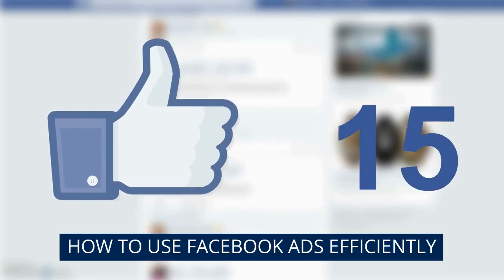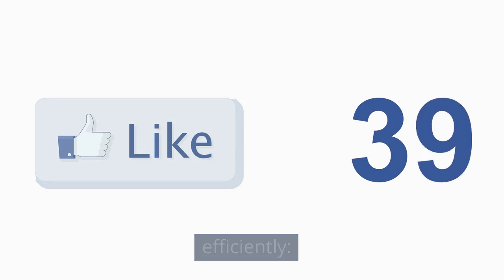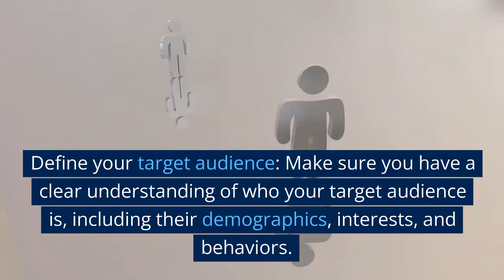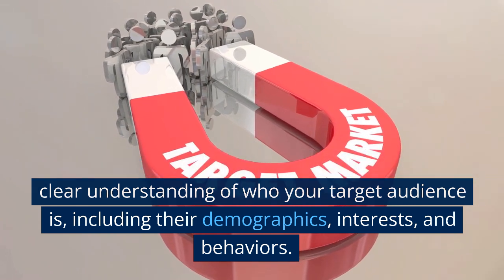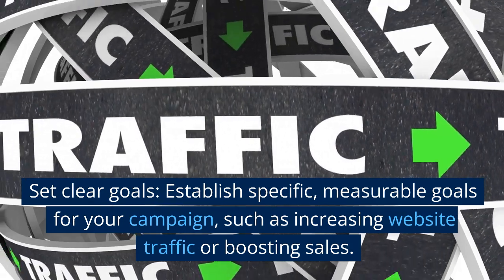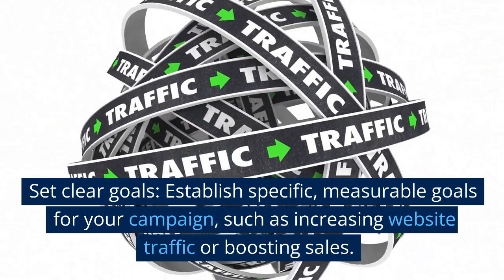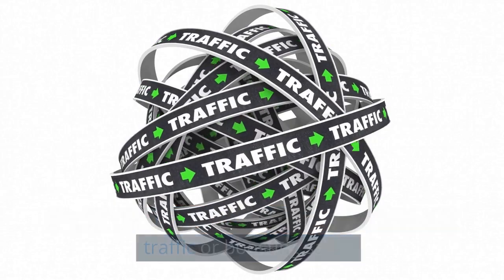How to use Facebook ads efficiently. Here are some tips on how to use Facebook ads efficiently. Define your target audience. Make sure you have a clear understanding of who your target audience is, including their demographics, interests, and behaviors. Set clear goals. Establish specific, measurable goals for your campaign, such as increasing website traffic or boosting sales.